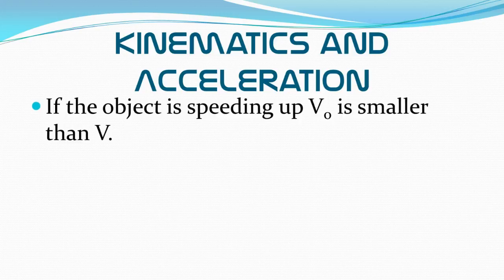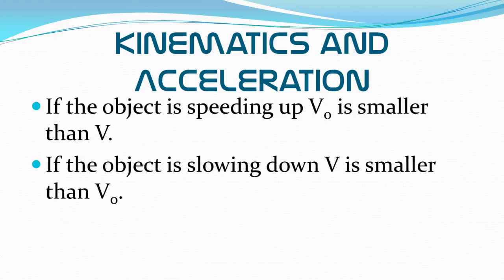If you're dealing with an example of acceleration, so an object speeding up or slowing down, and you're doing a kinematic equation problem, you need to remember that if the object is speeding up, v sub 0, the initial velocity, should be smaller than the final velocity, which makes sense. If I start driving, I end up moving faster than I started. If the object is slowing down, the final velocity is smaller than the initial velocity. I end slower than I started if I'm slowing down.